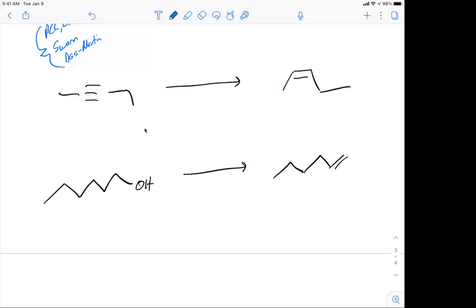So let's take a look. Okay, so we start with an alkyne. All right, we're going to an alkene. And this is a cis alkene. This is a reduction.